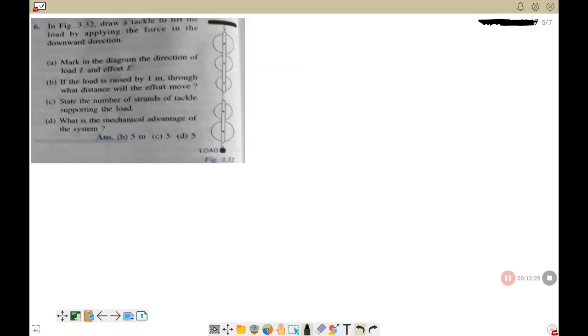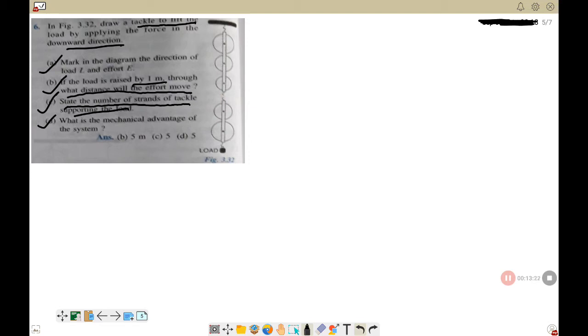So now we will go to the next question. Next question is question number 6. Now question number 6, if you see the question, it's a diagram based question. So in the figure 3.32, draw a tackle. Tackle means the string. Draw a tackle to lift the load by applying the force in the downward direction. Number A, mark in the diagram the direction of the load and the effort. Number B, if the load is raised by 1 meter, through what distance will the effort move? Number C, the number of strands of the tackle supporting the load. And number D, what is the mechanical advantage of the system?